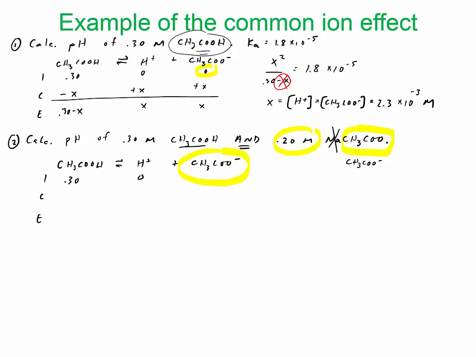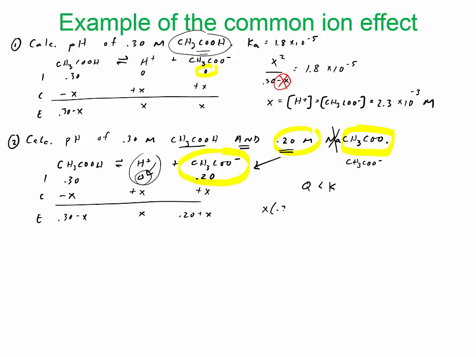So if we solve this problem out, this is still 0, and we're going to put this number here, 0.20. It's still going to shift to the right because this number is a 0, so there still needs to be some product created. If you look at Q, Q will still be less than K, so it needs to shift to the right because we need some number here. So this will go up by X, this goes up by X, and we'll get X times 0.20 plus X over 0.30 minus X, equal to 1.8 times 10 to the negative fifth.